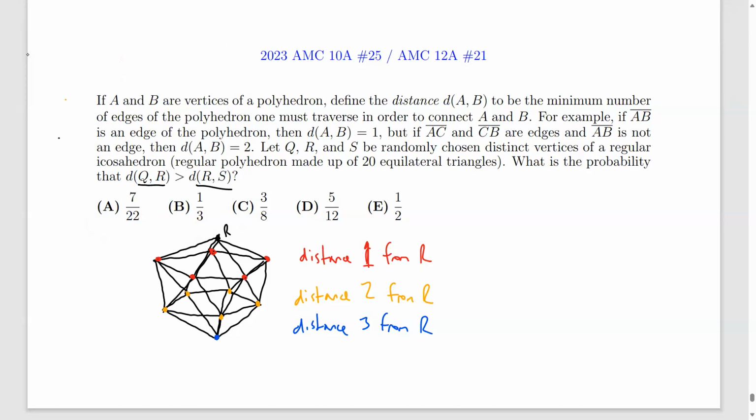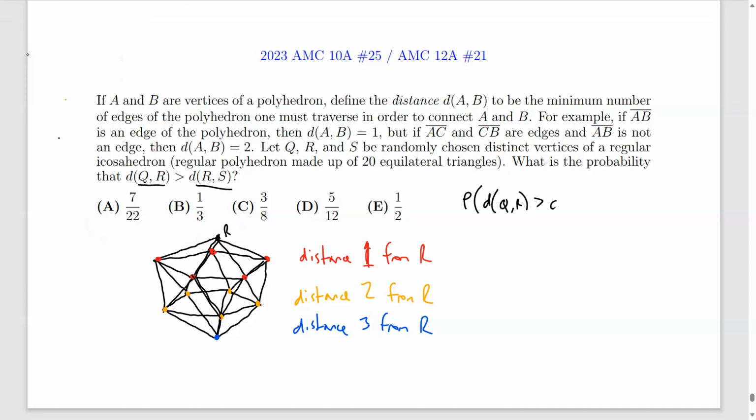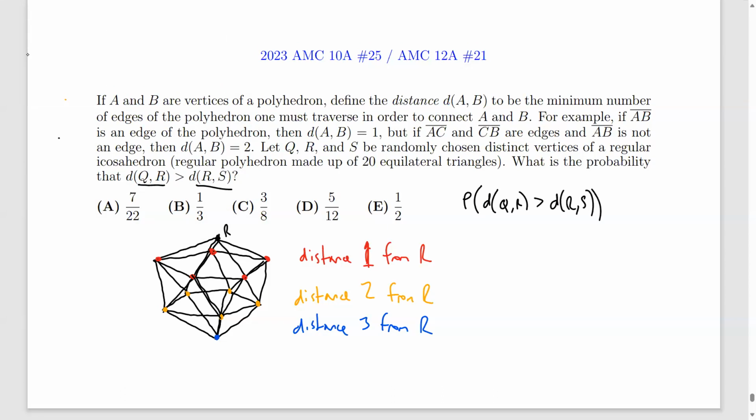So there are a few ways to solve the problem at this point. One way is we can choose the location of Q, and that will determine where S will be. So we need to find the probability that the distance between Q and R is greater than the distance between R and S. We can divide this problem into a couple cases.